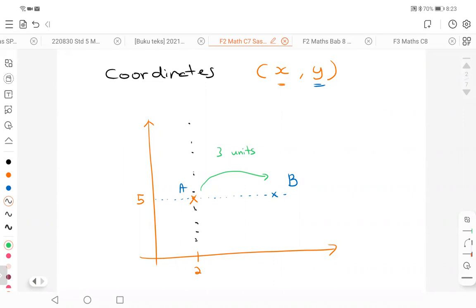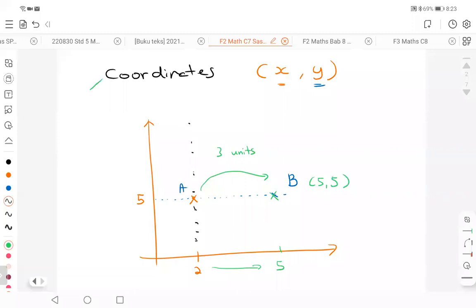Very good. Write the answer. Remember, insert the bracket. Yes, it's 5, 5. 3 units away, so x value here is 5. Then the y coordinate will be 5. So 5, 5. That's the first part.